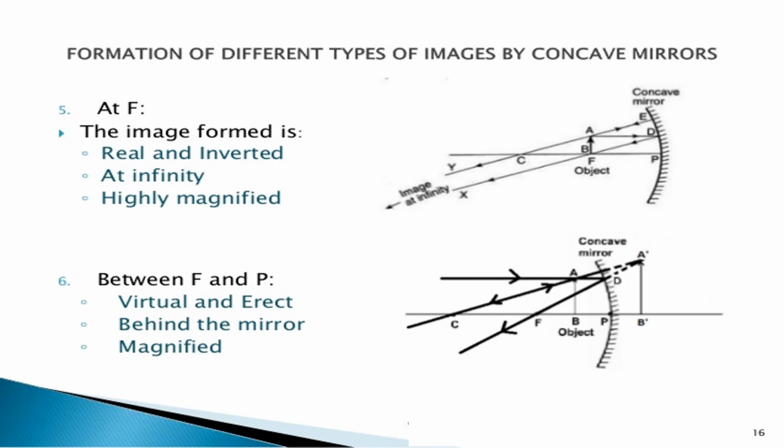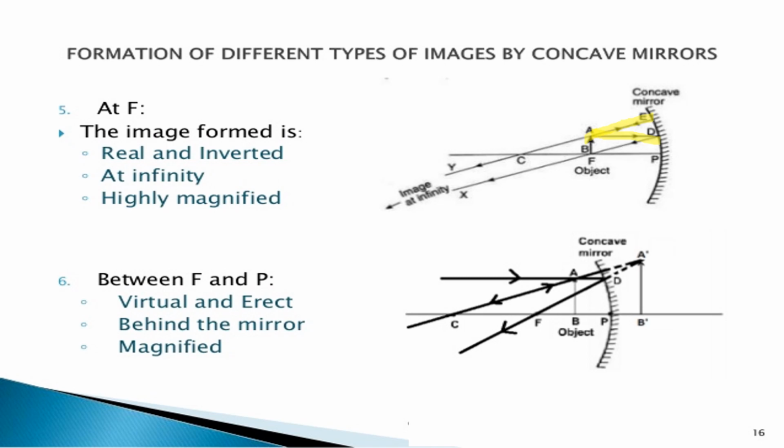Now we have taken the object at the focal point. When the object is taken at the focal point, here also we'll draw two incident rays. One is parallel to the principal axis and the other one is going through the center of curvature. In the same manner as before, here also we get two reflected rays, but these are not going to meet at any point. Means they are parallel to each other, but we'll assume that they will meet at infinity.